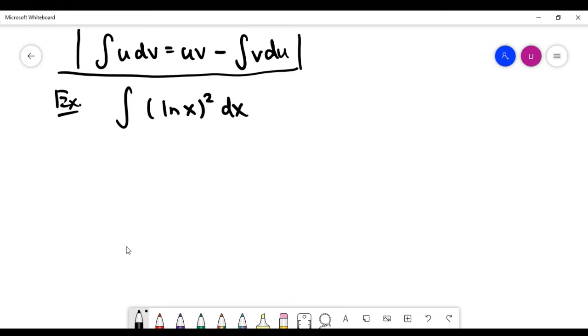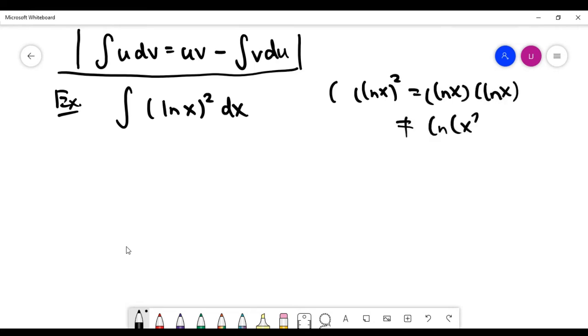So please look at the current problem. You're trying to integrate ln x, the whole function squared. And just to give you a note, I'm talking about ln x, the whole thing squared, which means it is ln x times ln x. It is not the same as ln of x squared. They are not the same thing, totally different. I'm not talking about this. I'm talking about the first line.